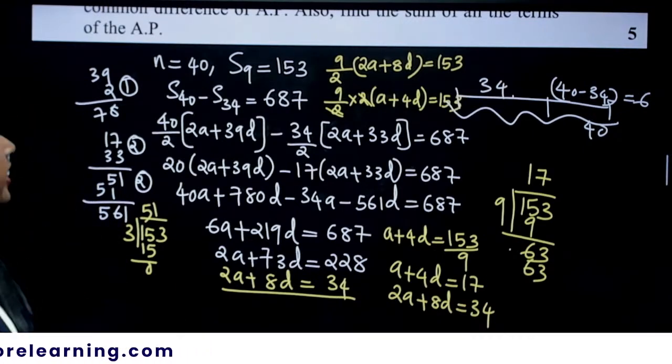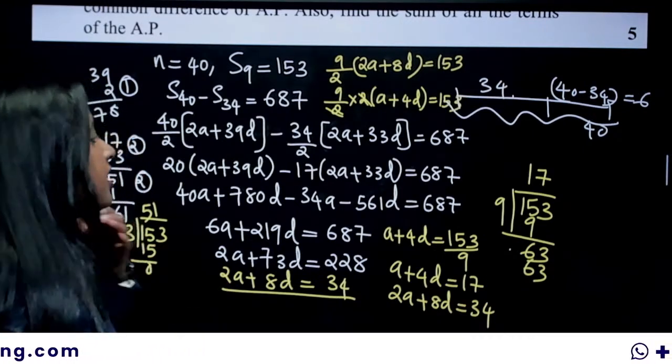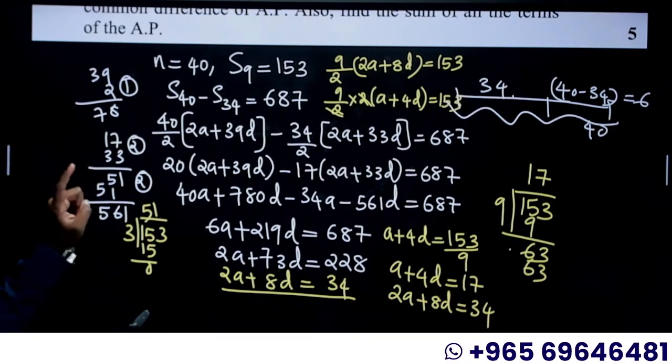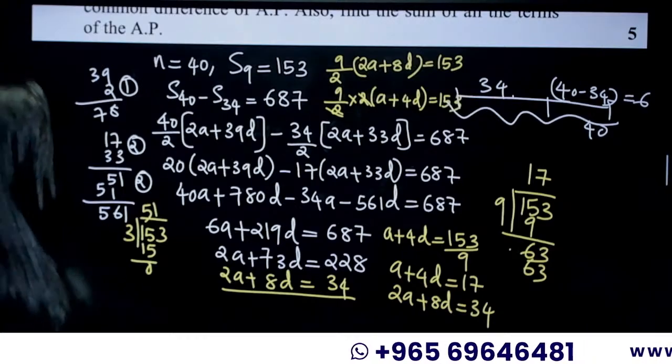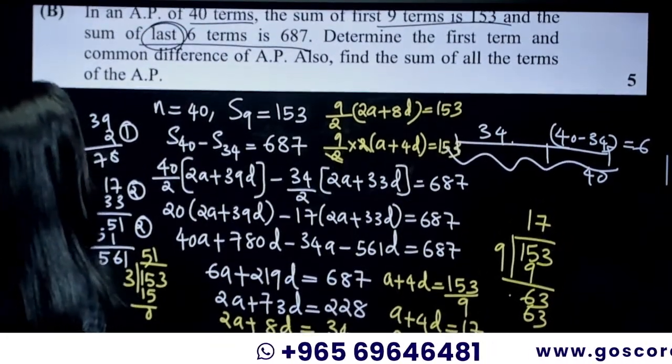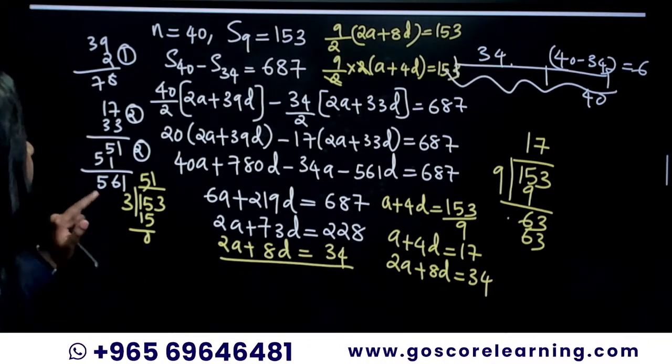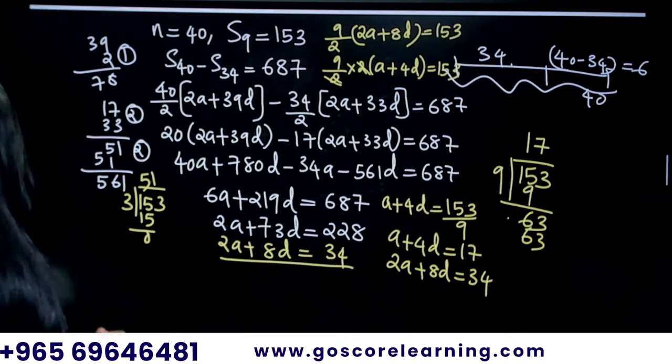And now let us subtract this. It was given as 687, right? I'm just cross-checking. Okay, 687. And then we divided throughout by 3. So 687 by 3 we did.